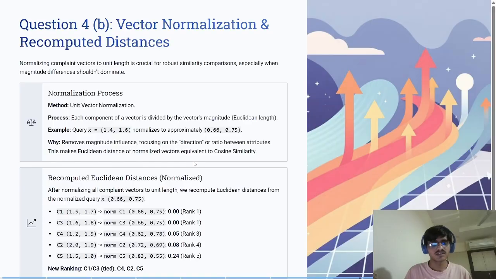For the recomputed Euclidean distances on normalized vectors, after normalizing all complaint vectors to unit length, we recompute Euclidean distances from the normalized query. We do the procedure, and the new ranking comes out to be C1, then C3 which is a tie, C4, C2, C5.